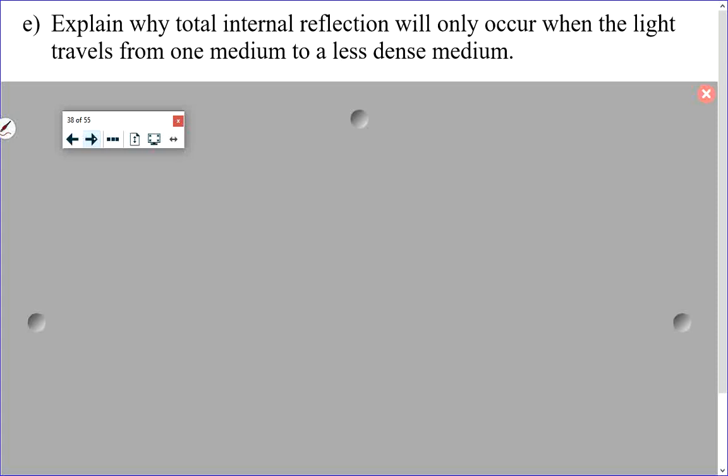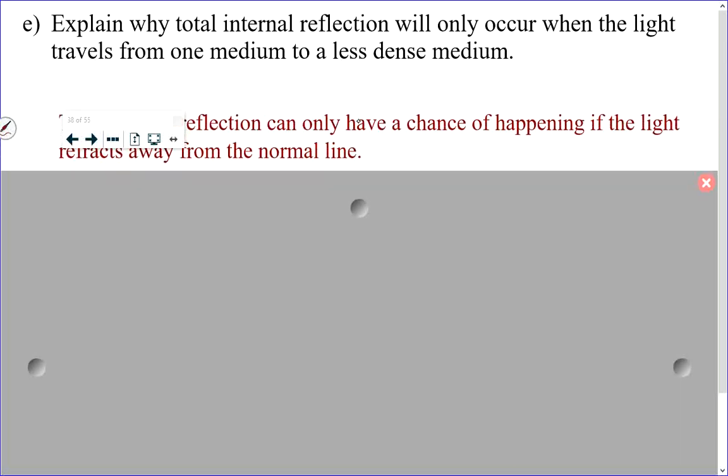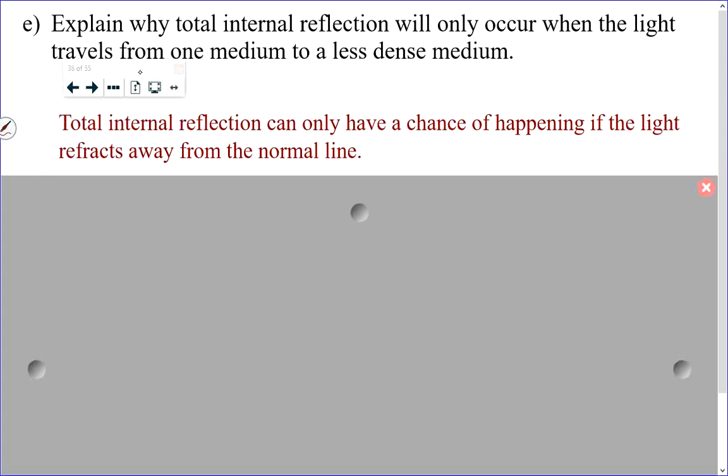I'm really close to abandoning this question in the notes, but the bottom line is that total internal reflection only has a hope of happening if the light is refracting away from the normal. If it refracts towards the normal, forget it. It will never 100% reflect because some of it will always refract. What I would hope that you know is that more dense to less dense is needed, or refracting away from the normal is needed.